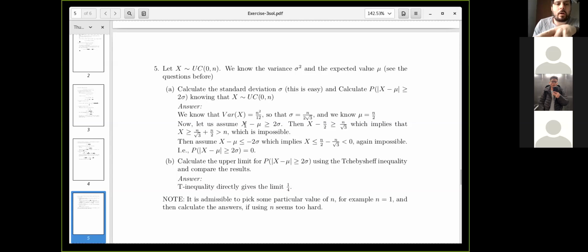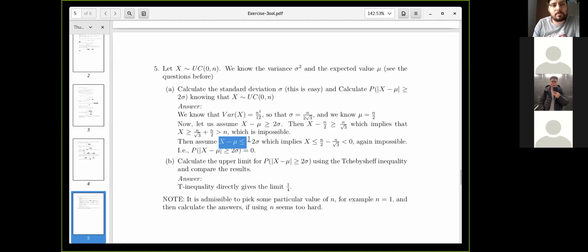Let's assume now that x minus mu is greater than 2 times sigma. If we rearrange it, we get that x is greater than n over the square root of 3 plus n over 2. n over the square root of 3 is less than 2, so this sum is greater than n. Well, obviously this is impossible, so the probability of this happening is 0, because x is uniformly distributed between 0 and n. For it to be greater than 2 times sigma beyond the mean means it would be greater than n, which is impossible.